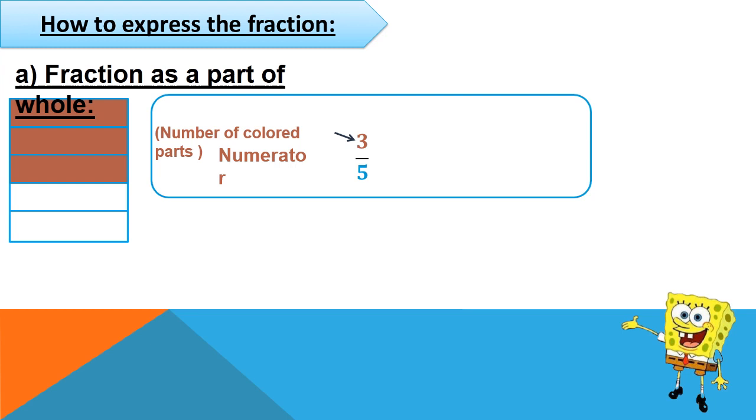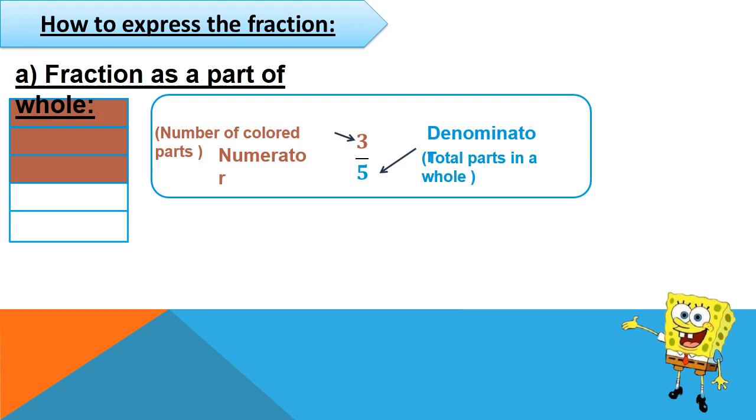And in the bottom here, I will write 5. How did you get 5? 5 is called the denominator, and it's referring to the total parts in the whole. So how many total parts? Brown and white, colored and not colored. Let's count together. 1, 2, 3, 4, 5. So I have 5 total parts, 5 parts in total, okay?